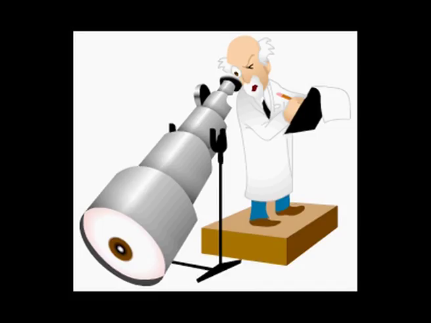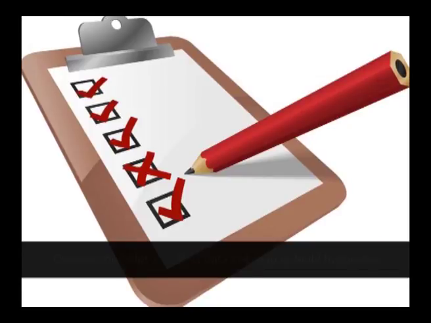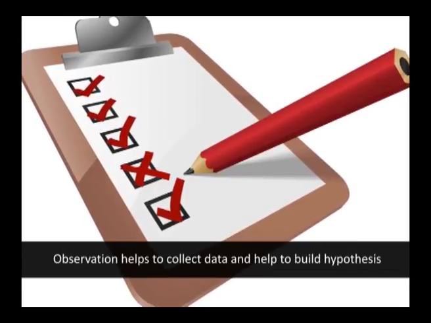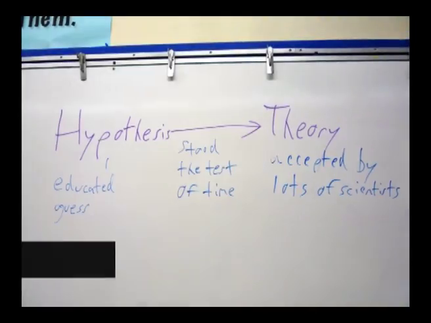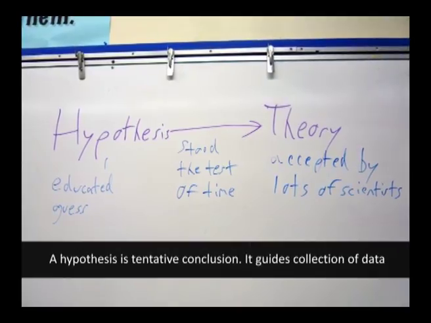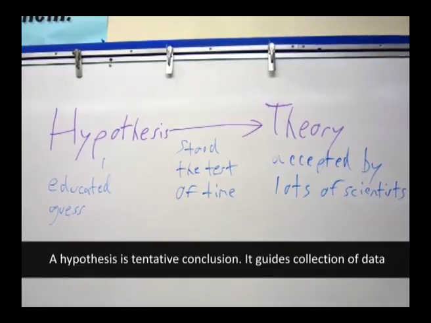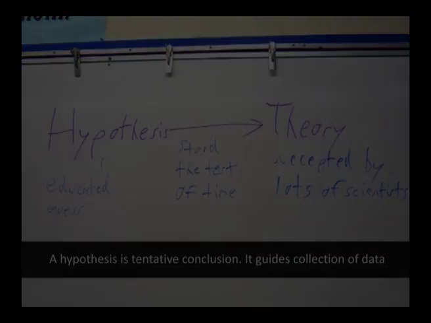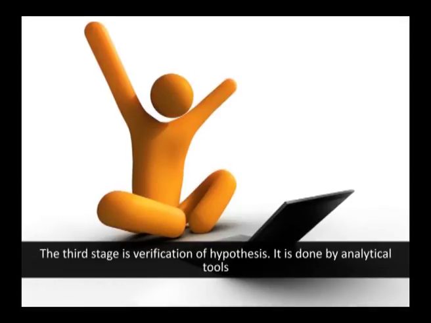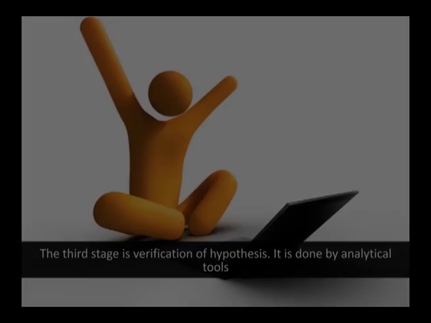Elements of scientific method. Procedural components. Observation, hypothesis, and verification are the three procedural components. Observation helps to collect data and helps to build hypothesis. The second step is formation of one or more hypotheses. A hypothesis is a tentative conclusion. It guides collection of data. The third stage is verification of hypothesis. It is done by analytical tools.